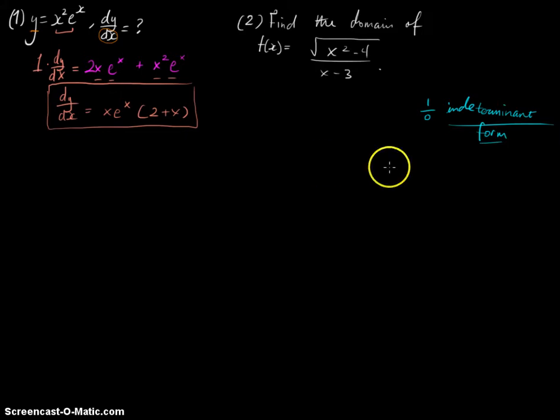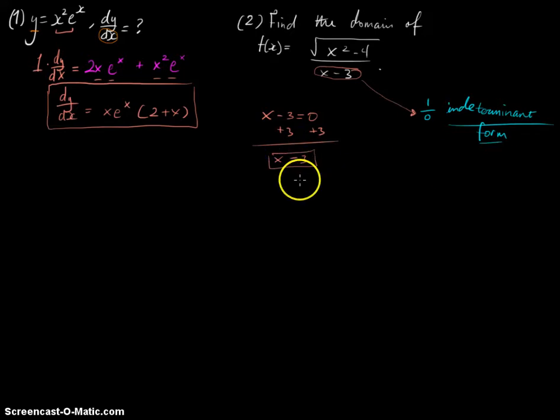So let's take this domain. When the denominator is 0, it's undefined. Actually, indeterminate form is 0 over 0, but this is undefined nevertheless. So we want to know when x minus 3 is equal to 0, and then add 3 on both sides, and so this is when x equals 3. So the domain does not include x equals 3.